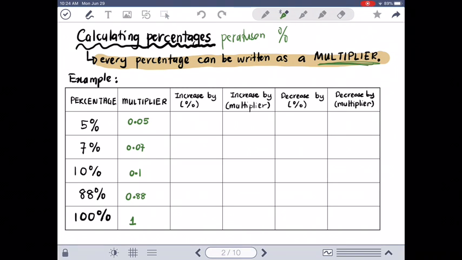The next concept. If a certain quantity is increased by 5%, it means that we have 105%. In terms of multiplier, for increase, remember here focus on increase, it becomes 1.05.